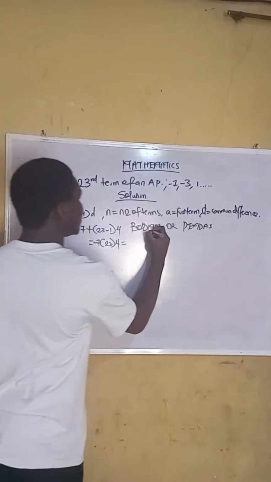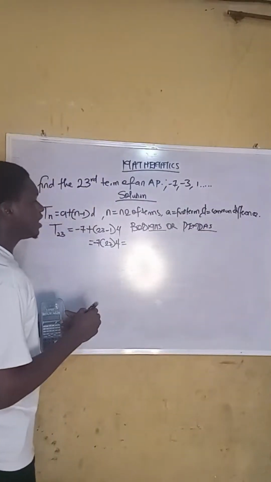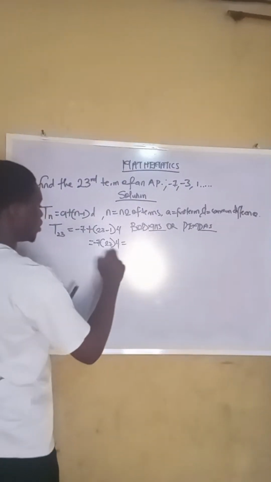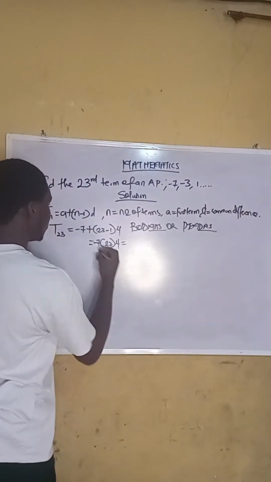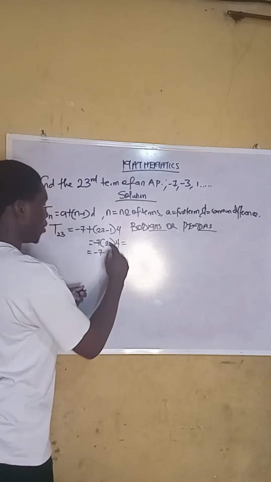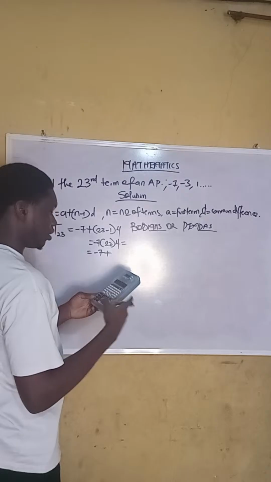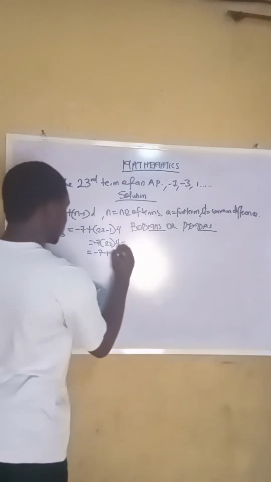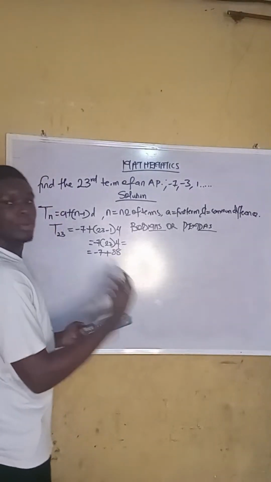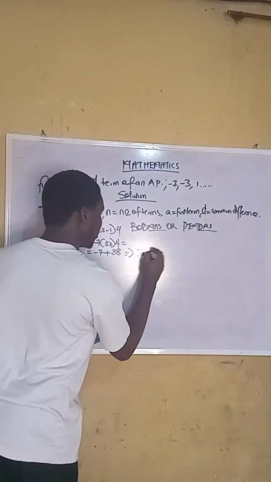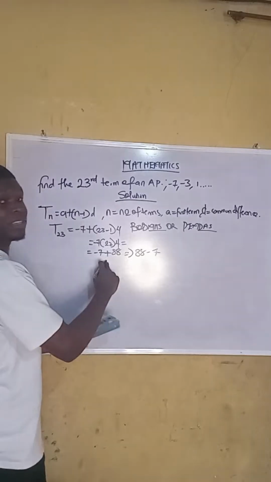So as you can see from here and here, we have multiplication before subtraction. So we're going to multiply these values first. So if we multiply this, we have negative 7 plus 22 times 4, right? 22 times 4 is 88. So we have 88 plus negative 7, or we can say 88 minus 7 because it is positive, right?